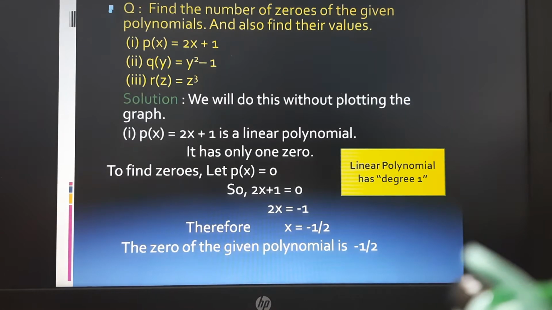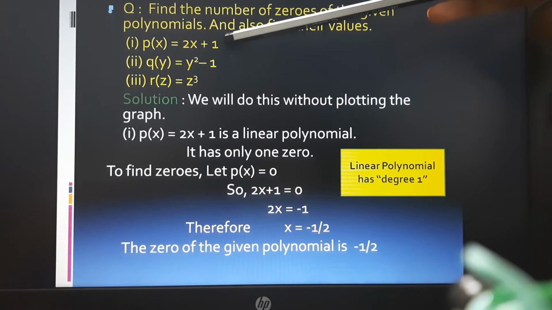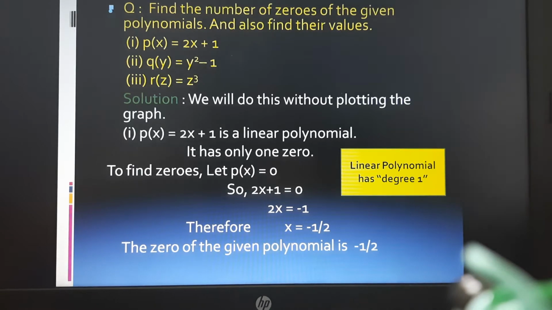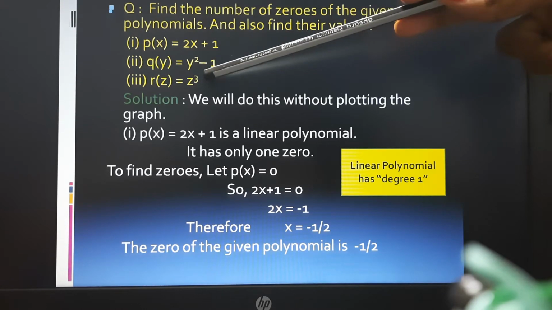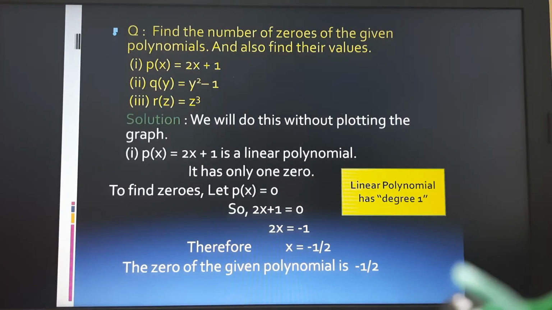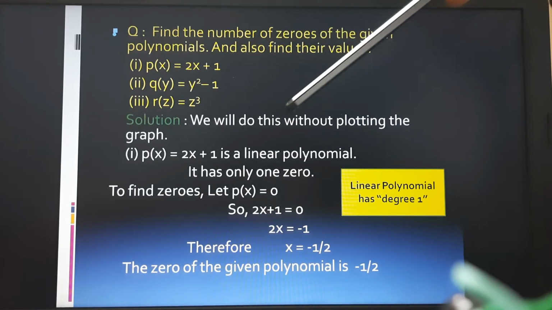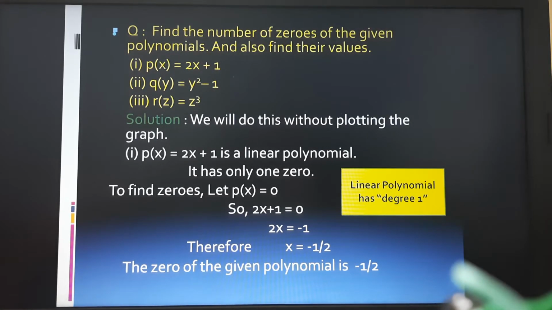Here we have a problem. Find the number of zeros of the given polynomials and also find their values, right? Here we have three polynomials. p of x is equals to 2x plus 1, q of y is equals to y square minus 1, r of z is equals to z cube, right? So here we will do this without plotting the graph. Without graph, we are now going to find the zeros of the polynomial.